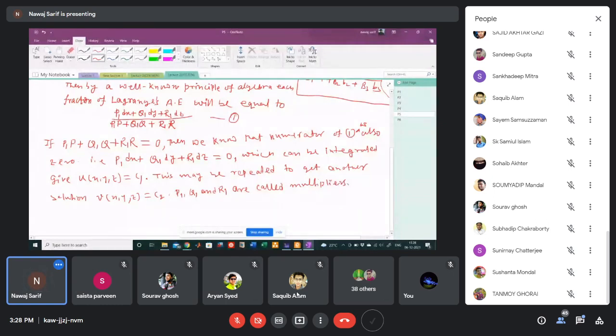Okay, so as a special case, these can be constants also. P1, Q1, R1 may be constants also. You can take these as constants also.